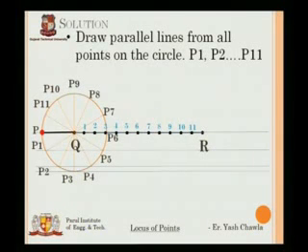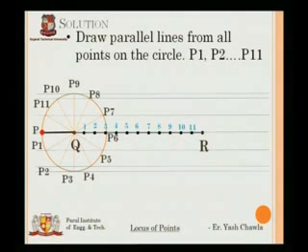3, 4 is already done, 5 is done, 6 is already the center of the figure. Now from 7 and 11 again the same line, 8 and 10 again the same line, and 9 again there will be the same line. So we have the straight lines.